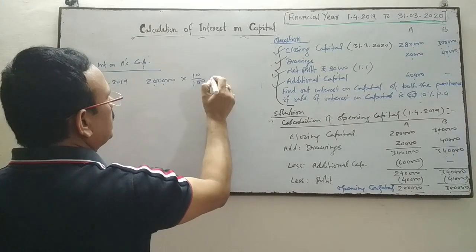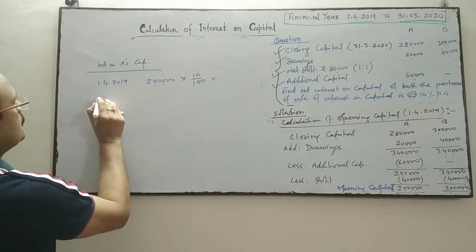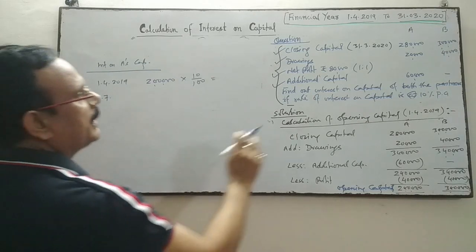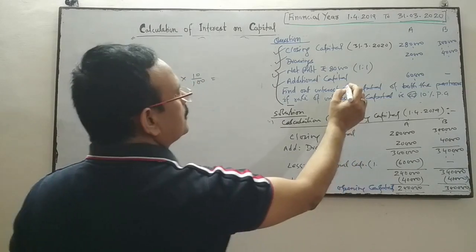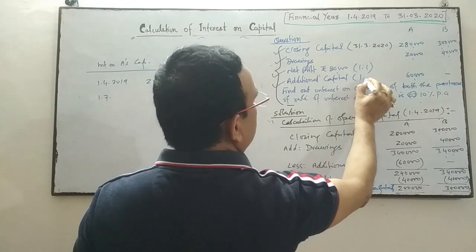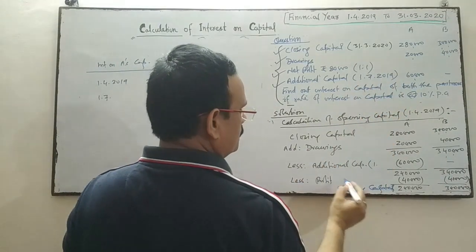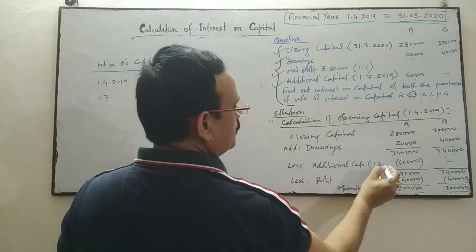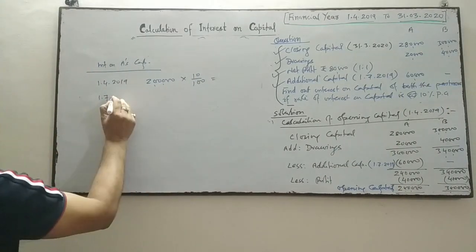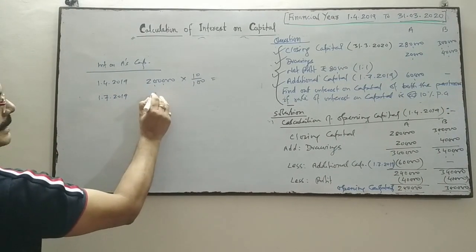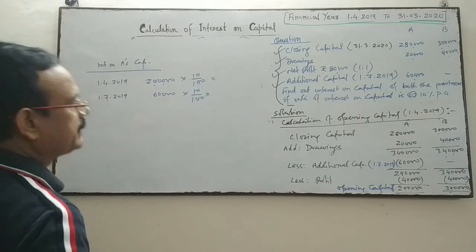So for the whole year we'll calculate it, 2 lakhs for the whole year. Then on 1st July 2019, additional capital was given by the firm. So on 1st July 2019, the 60,000 has been given.